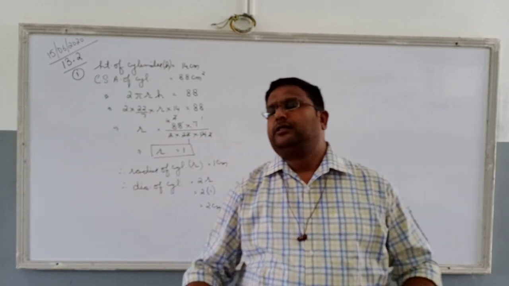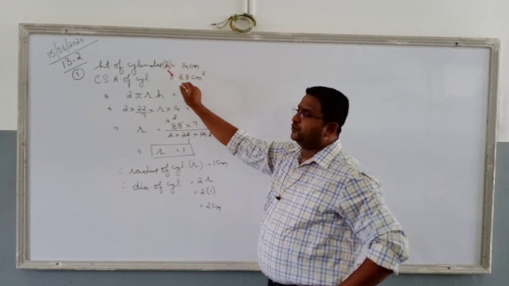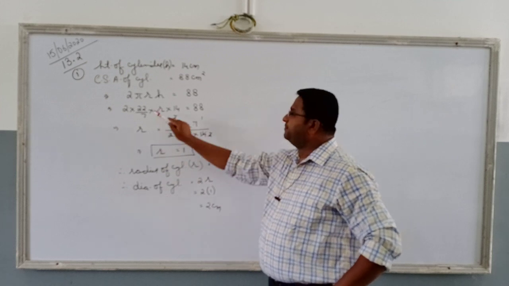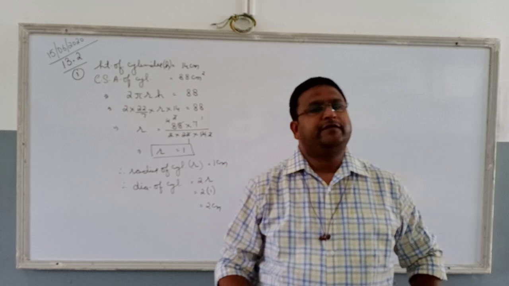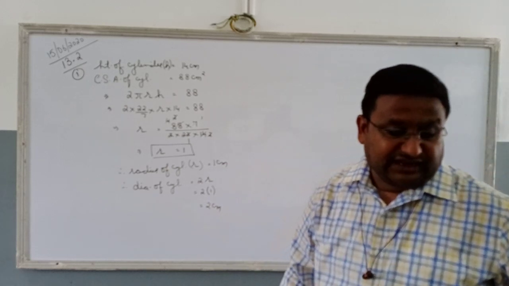Question number 6 is also the same. The only difference in question number 6, instead of height, radius is given to you. You have to find the height. All the steps are clear. Simple application of the formula. If you do not know the formula, it will be difficult. Take a look at question number 7.